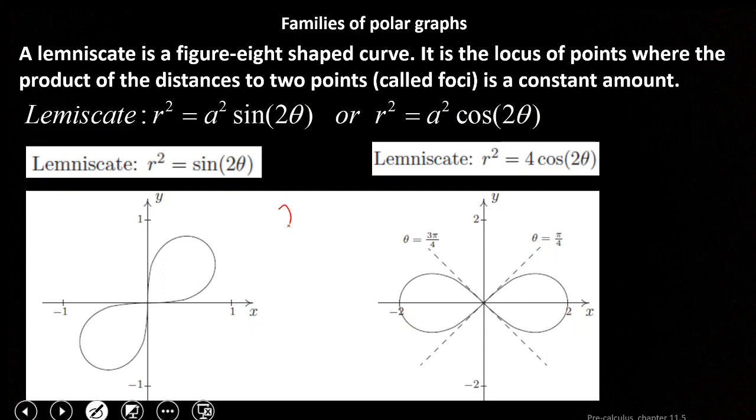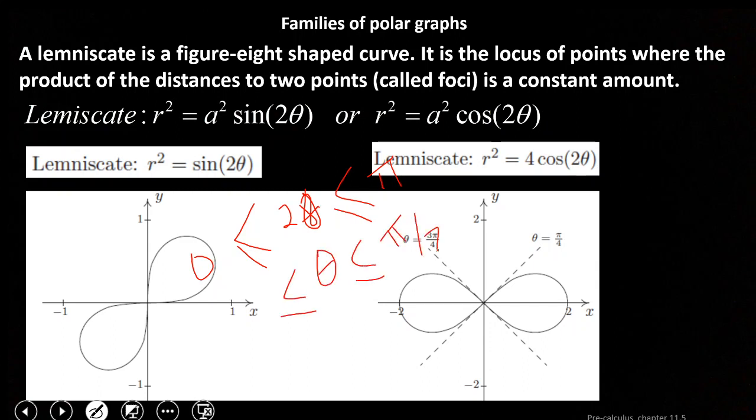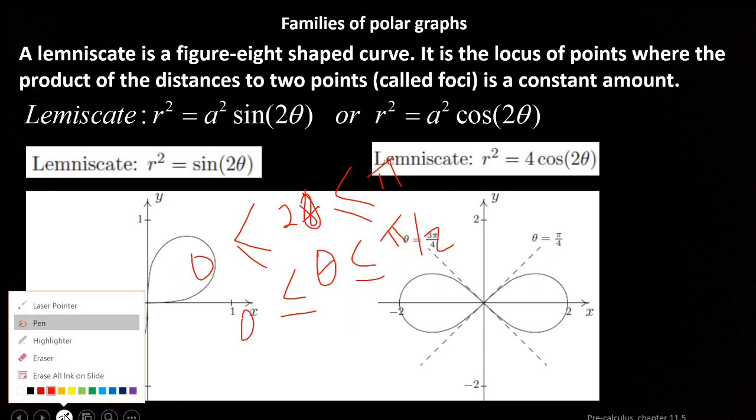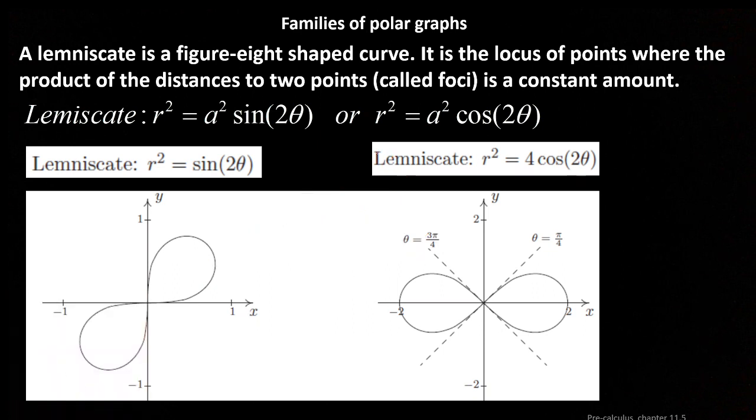So 2 theta has to be between 0 and pi for the right-hand side to be positive. So theta has to be between 0 and pi over 2, right? Because you have to divide by 2. So this is the limitation on the domain because we want the right-hand side to be positive. But when you graph them, you get this.